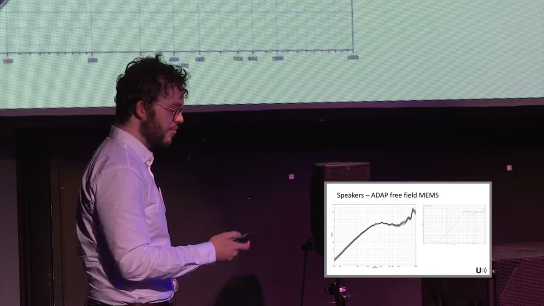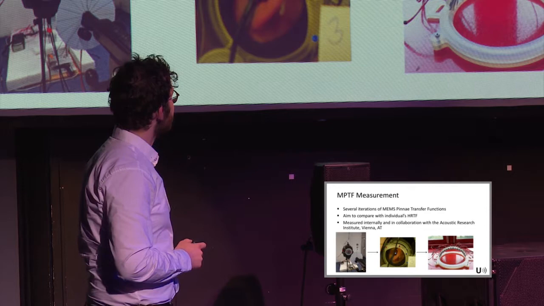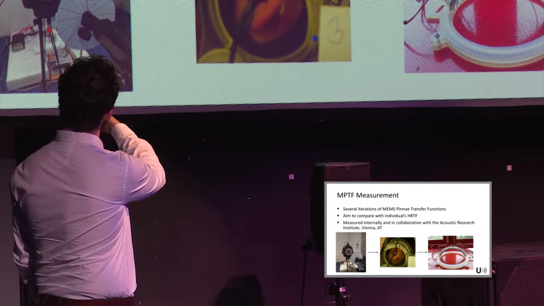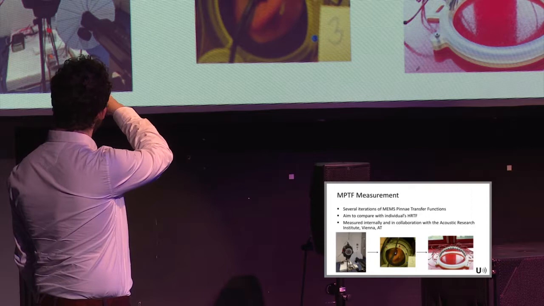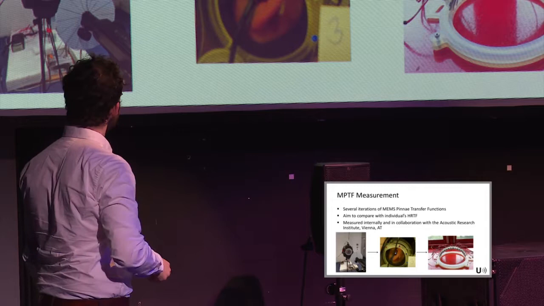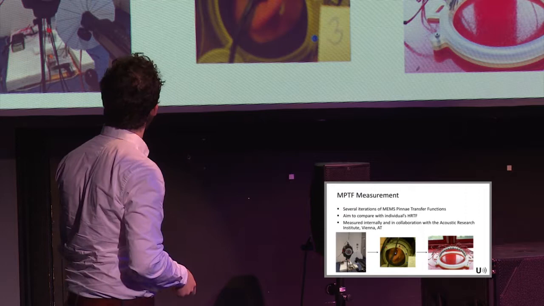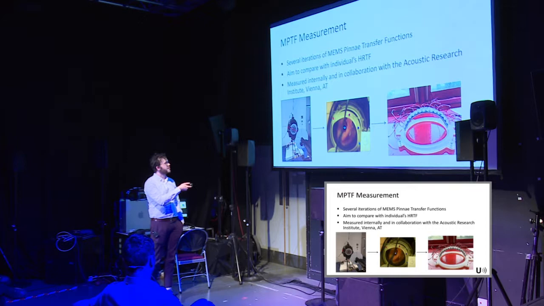So we do MPTF measurements. These are the MEMS pinna transfer functions. We started off doing a very simple method where we had a 3D printed skeleton structure, a single loudspeaker, and we would move that around the ear on a KU100 and record the impulse responses. We could then compare that to a KU100 HRTF and look at the difference. From that initial data, we then chose four positions and went on to build the prototype headphone, which is in the other room.